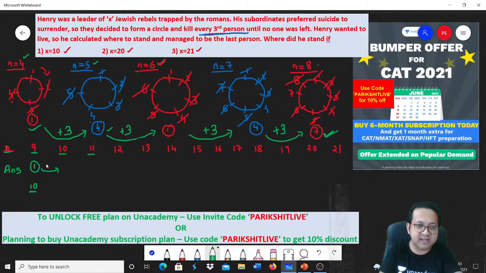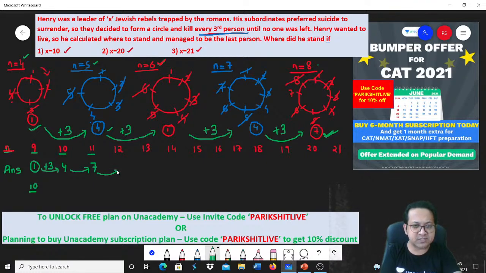Next answer, plus 3. I think this will be easy. 1 plus 3. What will be the answer? 4. How many people are there? 10 people. Because there are 10 people and 4 is definitely included in 10 people, right? 4 can be your answer, 4 is smaller than 10. Next, again plus 3. 4 plus 3, 7. If there are 11 people, will there be a person called number 7? Definitely. So 7 is the answer.